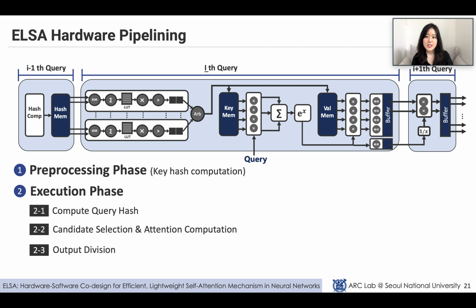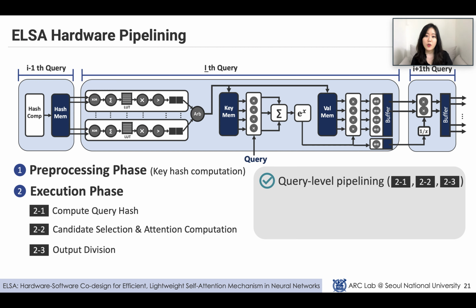Our hardware is carefully pipelined to maximize the self-attention throughput. The hardware performs computation for multiple query vectors in parallel using the pipeline parallelism, and each step of the execution phase is also further pipelined to maximize the throughput. The details for the pipelining are explained in section 4 of the paper.